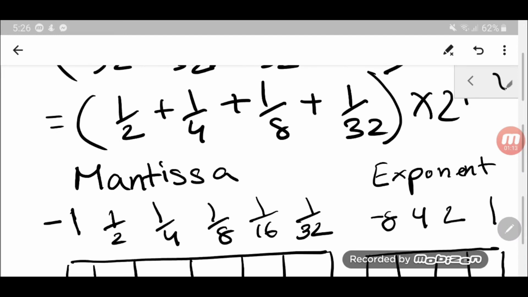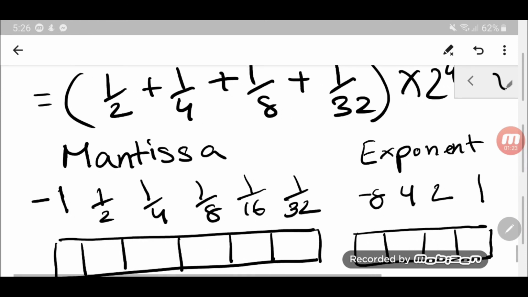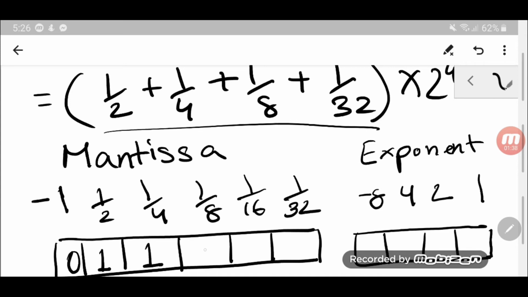As we have seen, if we simplify the numbers in the bracket, they become similar to the place values. So we just have to match them to the place values and write ones under the numbers we have in the bracket. We don't have a -1 here, so we'll write a 0. We have a half, so we write 1. We have a 1/4, we write 1. We have a 1/8, we write 1. We don't have a 1 by 16, so we write 0. We have a 1 by 32, we write 1.